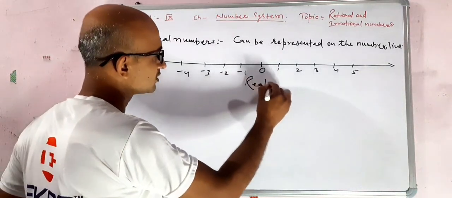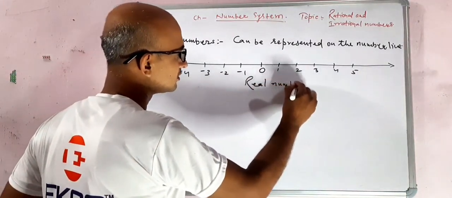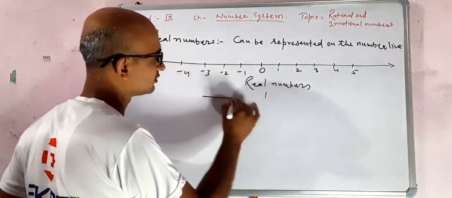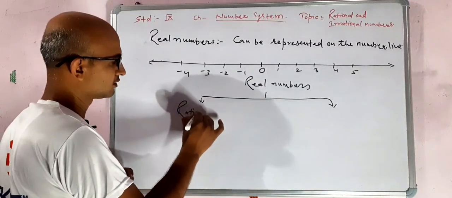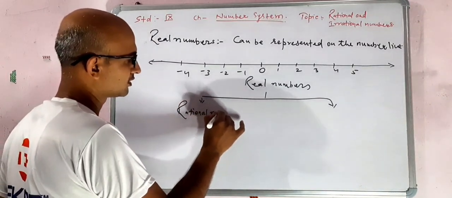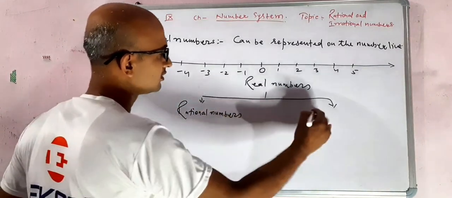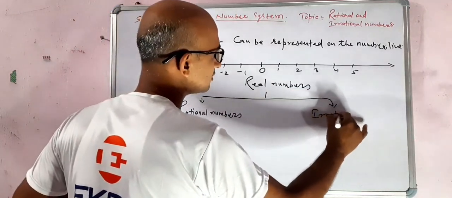Students, real numbers are of two types: rational numbers and irrational numbers.